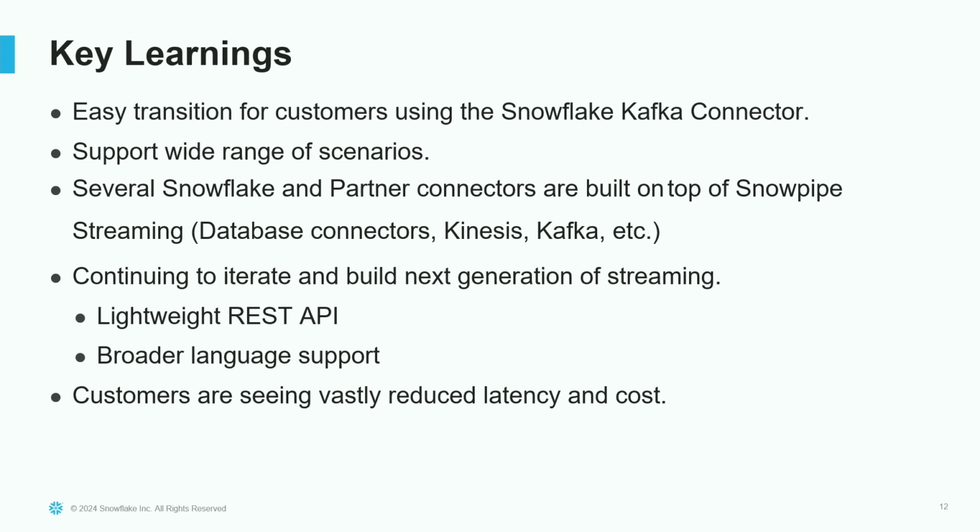Here are some of the key learnings of running Snowpipe streaming in production over the last year. It's an extremely easy transition for customers who are using Snowflake Kafka connector. It's only a configuration change. We support a very wide range of scenarios. We have seen kilobytes of data ingested per second to tens of GBs of data ingested per second. We have seen customers with 1 to thousands of Kafka topics, and each topic with 1 to thousands of partitions. All these are seamlessly supported really well with Snowpipe streaming in production. Several Snowflake and partner connectors are built on top of Snowpipe. I touched on this on the last slide.